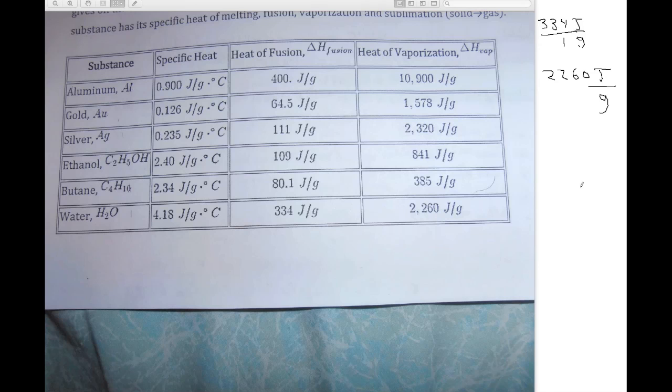That's to get liquid water to vaporize. So for 1 gram of liquid water, it would take 2,260 joules to vaporize it. Okay, good. That's right.